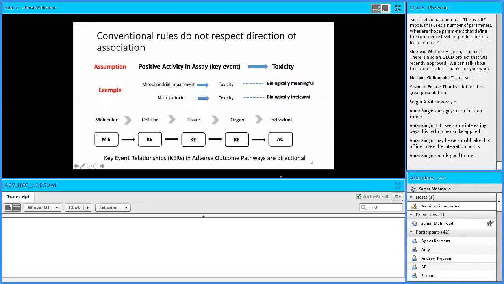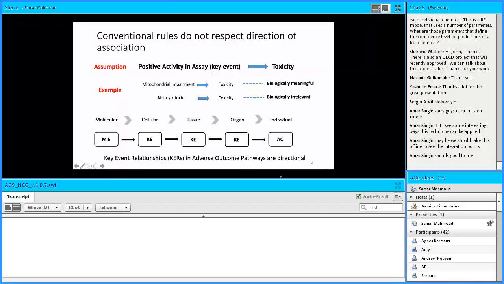The problem, however, with the conventional rule or tree model is that they do not respect direction of association, which is important, and it's the way in which we interpret how toxicity can be triggered. So, for example, we would say if the compound is active against this assay, then we would likely see toxicity in vivo, and this is also manifested in how adverse outcome pathways are structured, where they represent key events linked by directional relationships in the key event relationships.